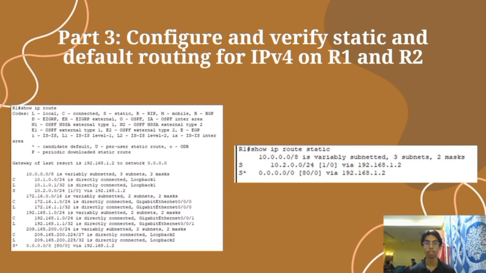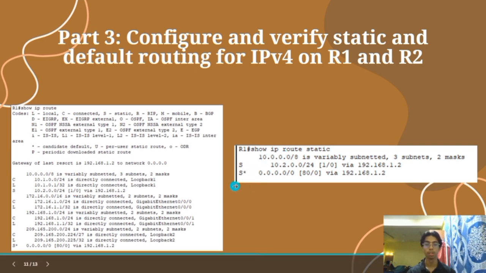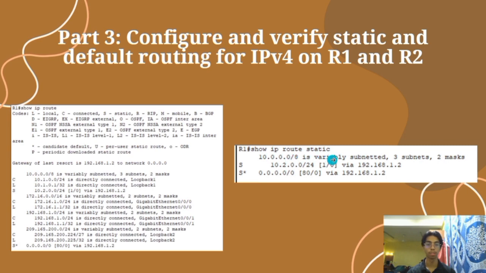So today I'm going to continue by presenting to you part 3, configure and verify static and default routing for IPv4 on router 1 and router 2. First of all, we're going to check the IP route. We're going to use the command show ip route on R1, and then it will pop up all the information needed. And then we're going to check the static routes by using the command show ip route static, and it's going to give us the static route.